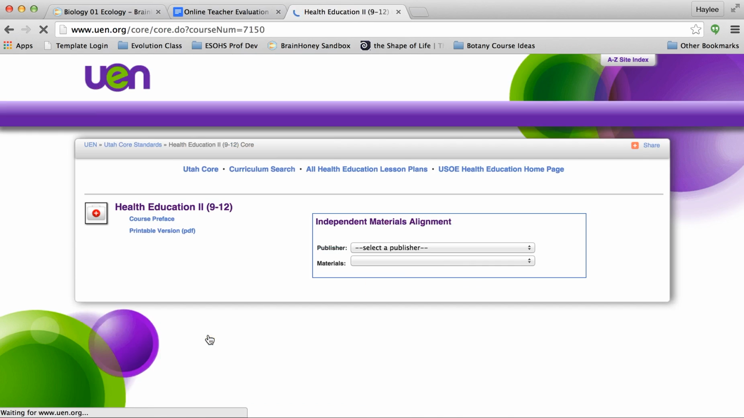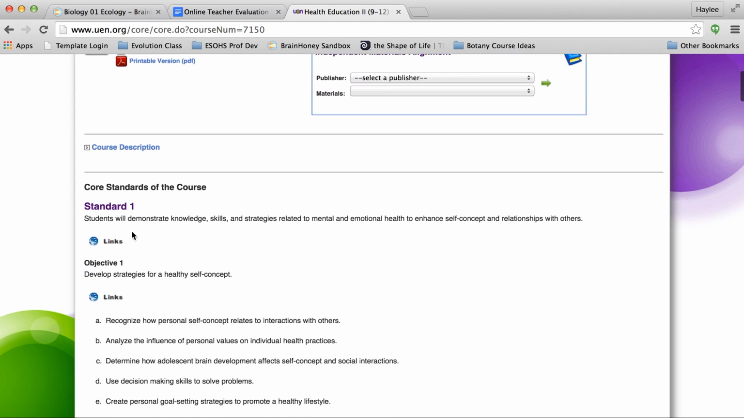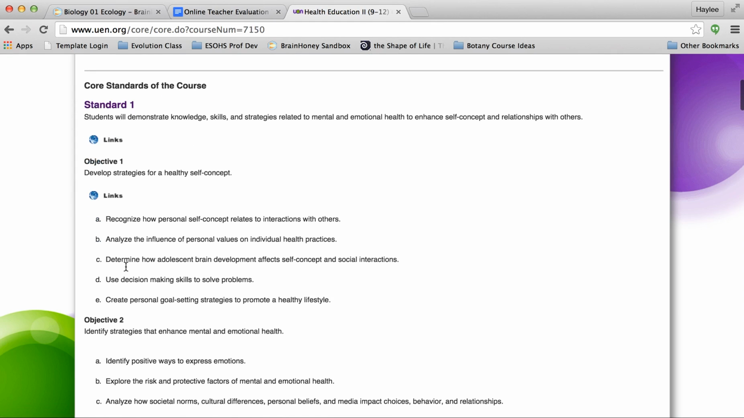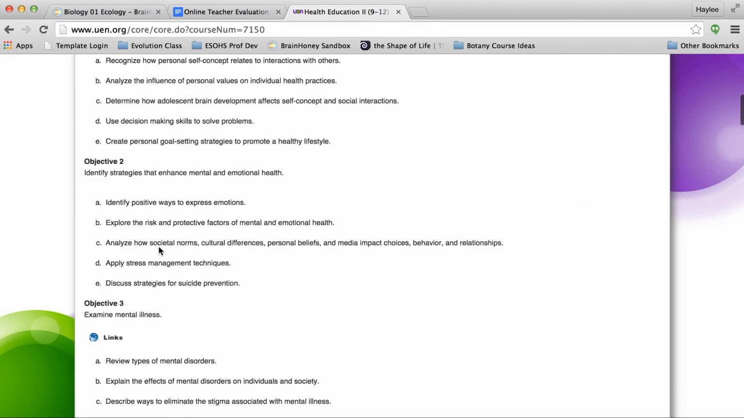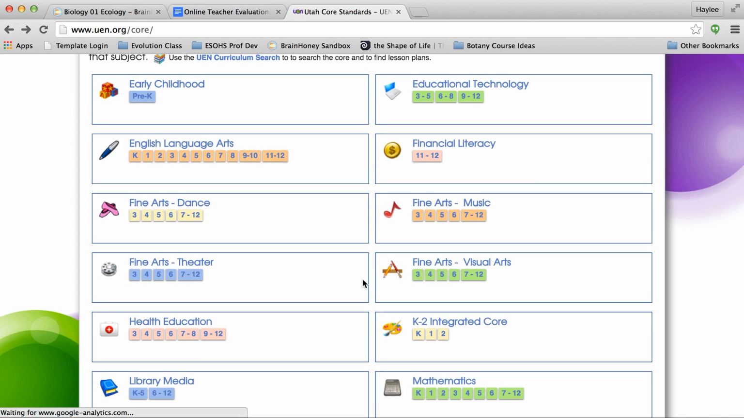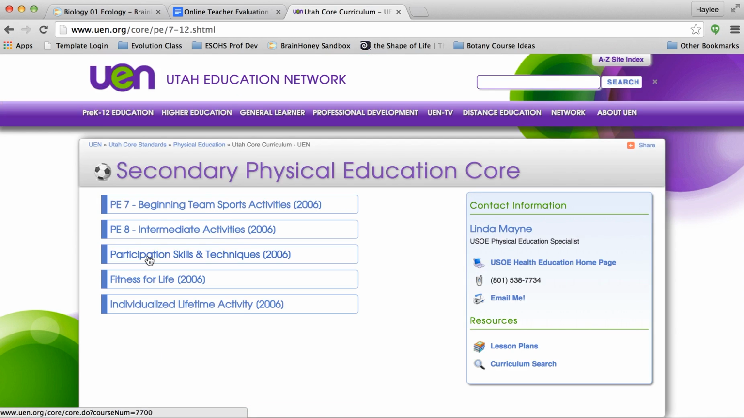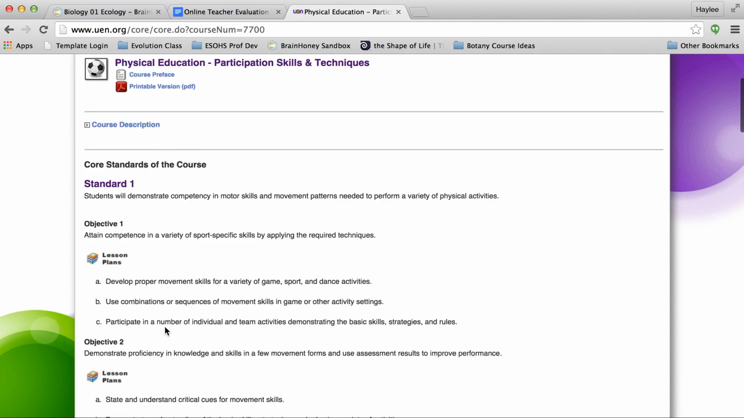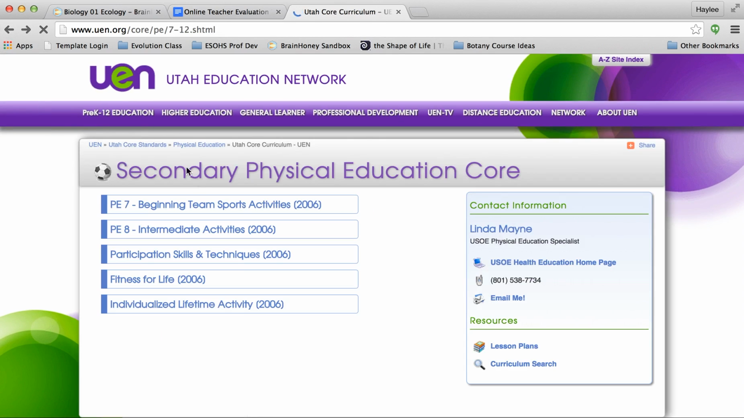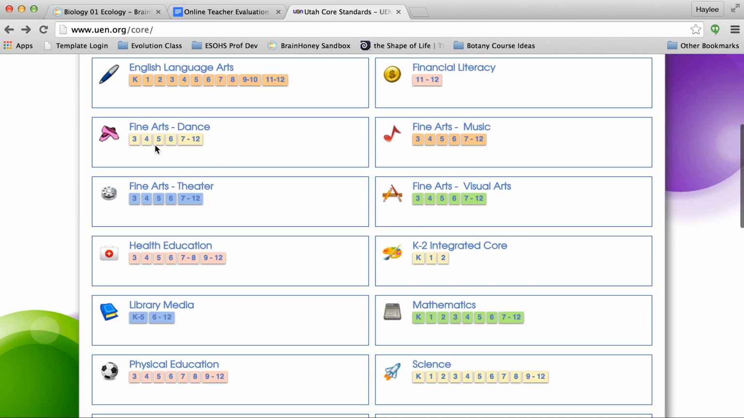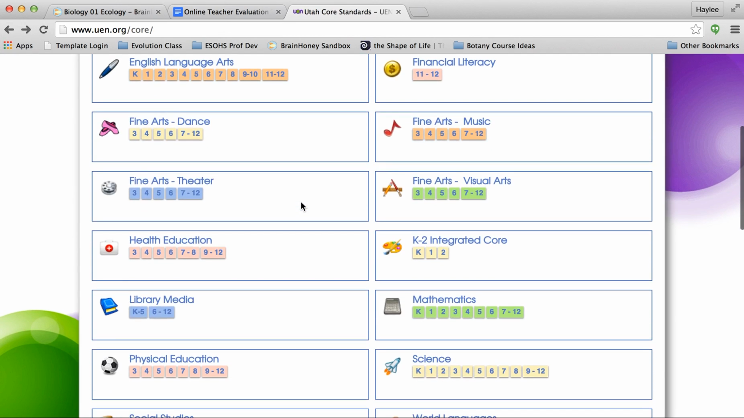So for example, if I click on this one, here's health. It lists a standard with objectives and then indicators, and we'll talk about that in just a second. So there's one for health. Here's the ones for PE. There's a bunch in PE, different classes with different standards and objectives. So this is how you find your core curriculum. And this is how you know what the state wants you to be teaching. And this is what accreditation will be looking for as well, that your curriculum is tied to the core standards.